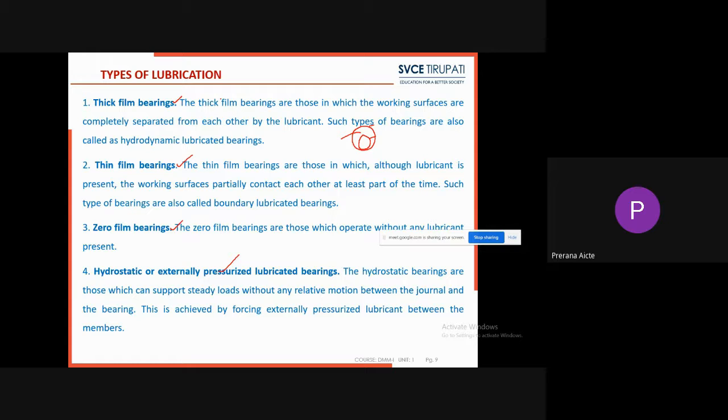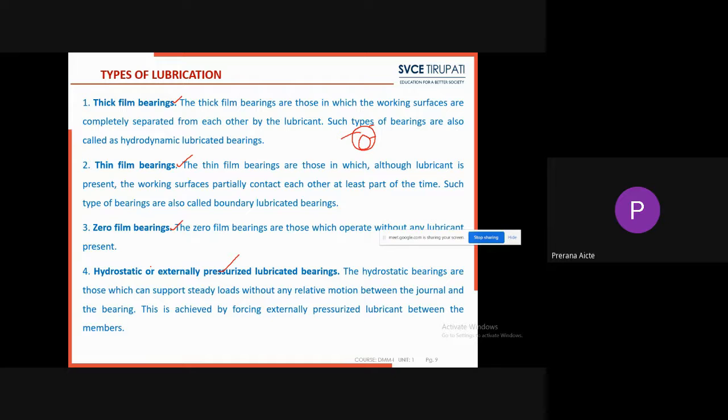So what is thick film? In between the two surfaces, if you have lubrication oil, that is called thick film lubrication. If the lubrication oil is there only in partial contact between the journal and bearing surface, that is called thin film lubrication. If you do not have any lubrication oil, that is called zero film lubrication. What is hydrostatic? By using an external system, we can supply lubrication oil to the bearing surface, that is called hydrostatic lubrication. So these four are very important for your competitive examination.